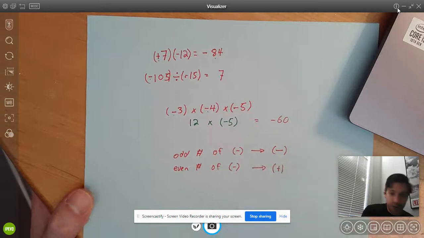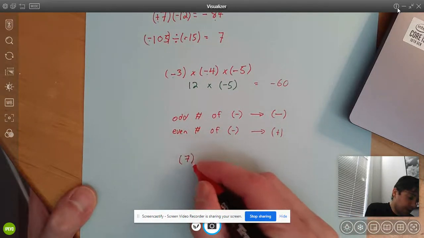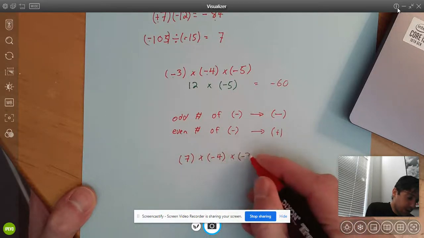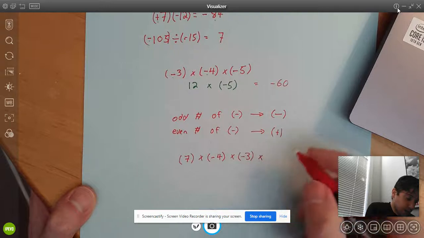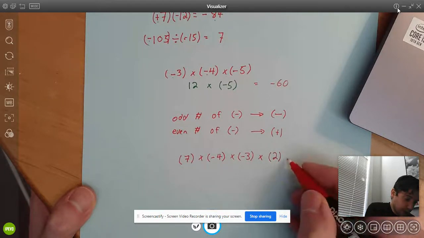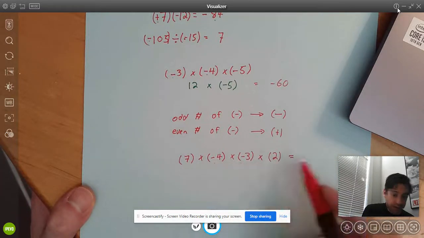So again, if I'm multiplying a bunch of numbers in succession, so I don't know, 7 times negative 4 times negative 3 times 2. The first thing I'm going to do is count the negative signs. I've got 1, 2 negative signs. That's even, so my answer is going to be positive.